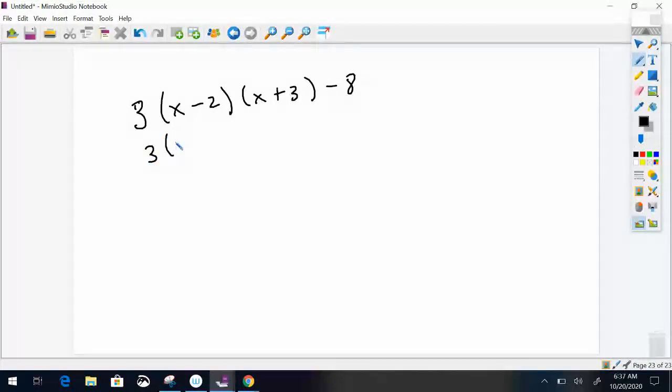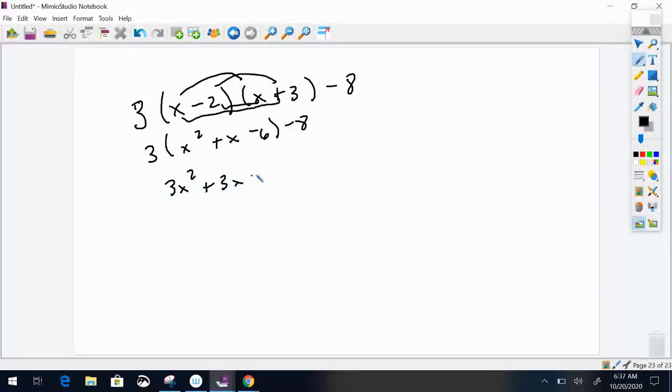So this would be 3 times, I'm going to FOIL this kind of quickly, x squared plus 3x minus 2x is a plus x, minus 6 minus 8. You would distribute: 3x squared plus 3x minus 18 minus 8, 3x squared plus 3x minus 26. And again, you can always go back and plug those two into Desmos. They should match up and be on top of each other.